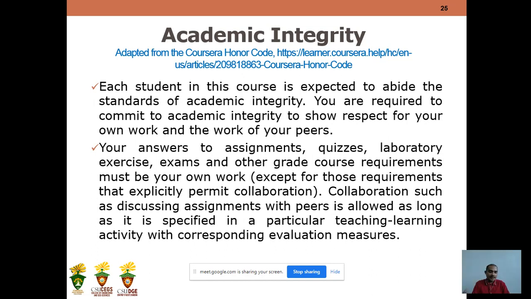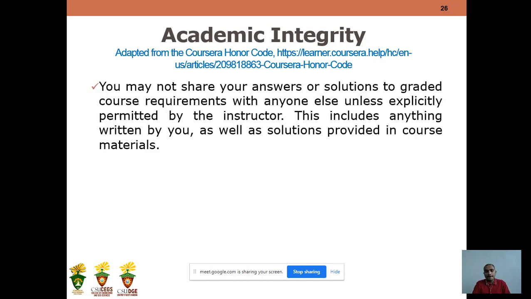So as I discussed earlier, collaboration is allowed if you are permitted or there is a permission from your faculty assigned or your instructor. Next, you may not share your answers or solution to graded course requirement with anyone else unless explicitly permitted by your instructor. So again, your work is your basis for your grades.